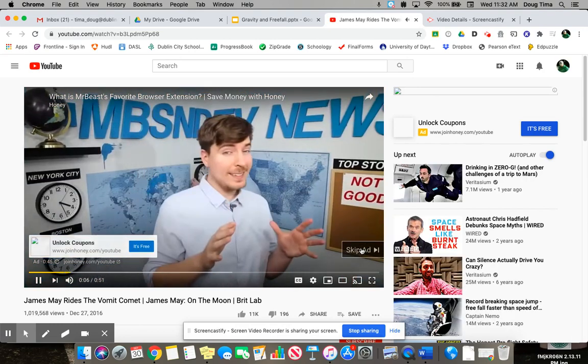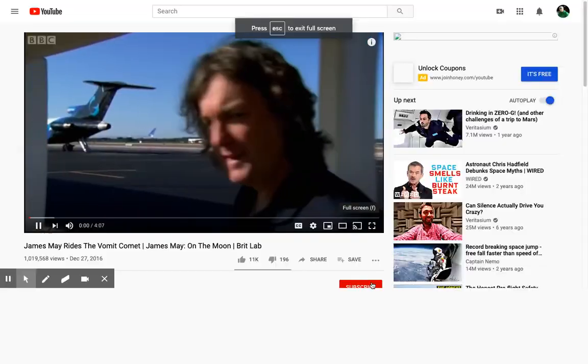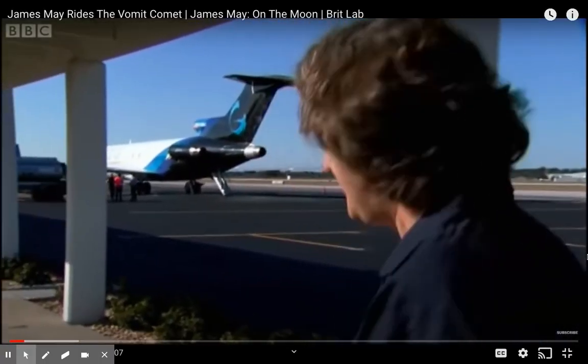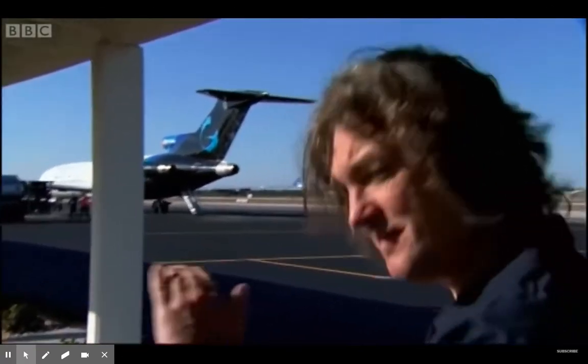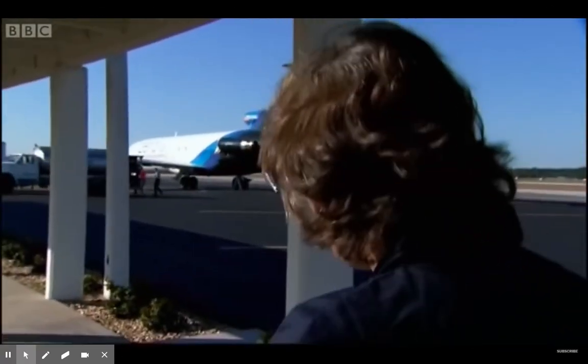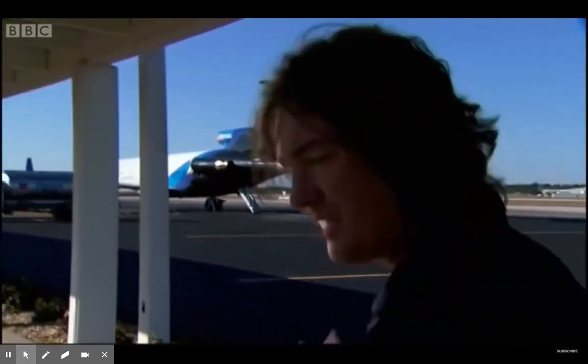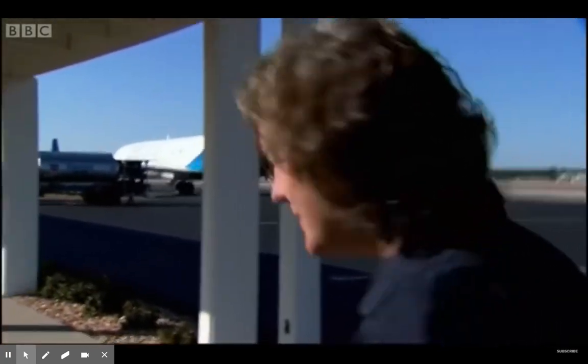Online shopping is easy. Rather alarmingly, this aeroplane is known to its friends as the Vomit Comet. And that's a clue to the way it flies. It doesn't just fly along in a straight line like a normal airliner. This is where astronauts come to learn what life is like without gravity.